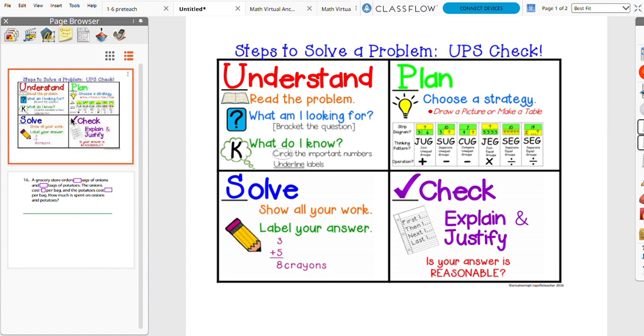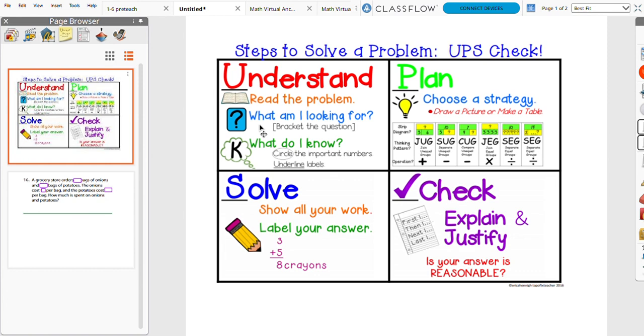Sometimes I think you guys get caught up on the numbers and you start wanting to calculate right away. You don't really think about the multiple steps you need to do to solve a problem. So for UPSC, just remembering the first step is understand: what am I looking for? What do I know? So you're bracketing the question, you're reading the problem, and then you're circling important numbers and underlining important labels. The next step is to plan, where you're going to draw a strategy, use an operation like addition, subtraction, multiplication, or division, or model with mathematics.